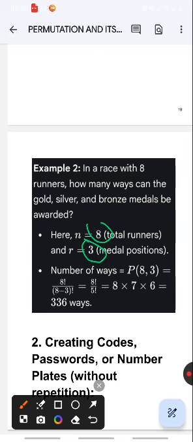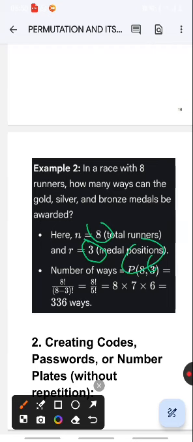So it means that your permutation is going to be, the total number is 8, and then the objects that you are selecting, you have selected gold, silver, and bronze to be awarded to the runners. So those are the selection. So your R is going to be 3 here. Your R is going to be 3. So your R will be 3, and then you write your permutation.